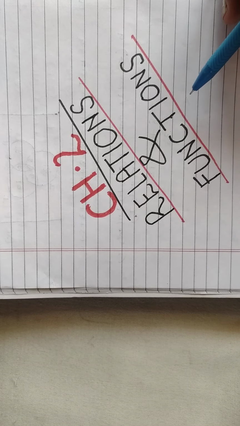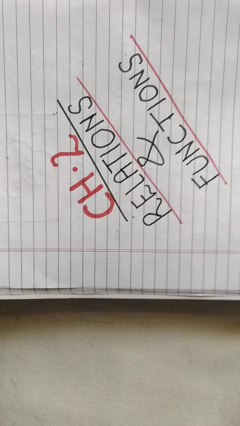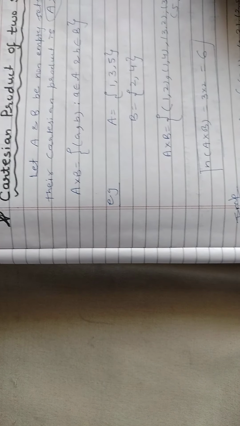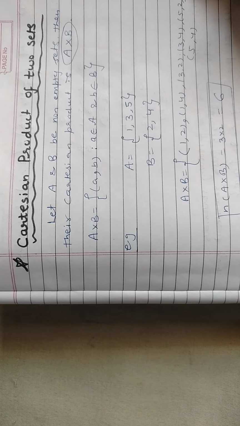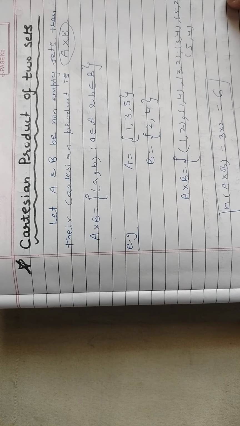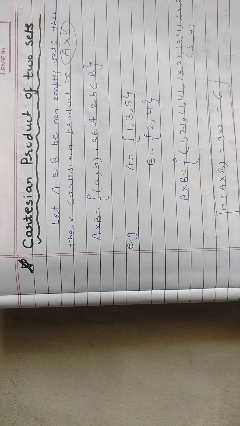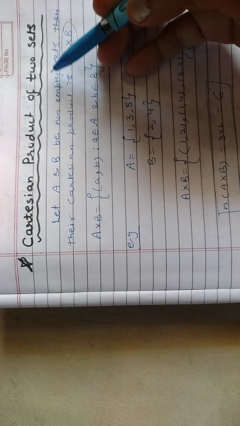Good morning students. Today we are going to start with our chapter 2, relations and functions. In this chapter we have three exercises. First is based on the Cartesian product of two sets. Second is based on relations and third is on functions. So let's start with the first exercise, which is based on the Cartesian product of two sets.